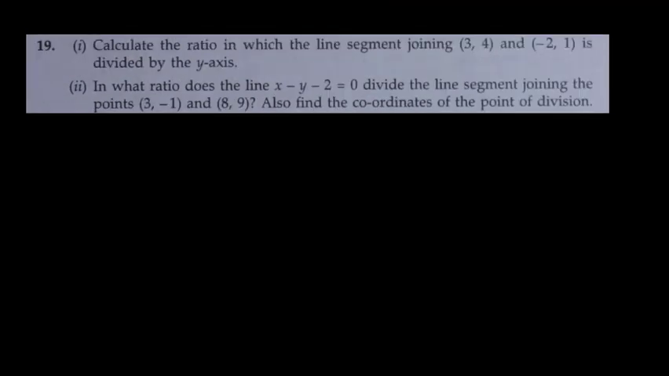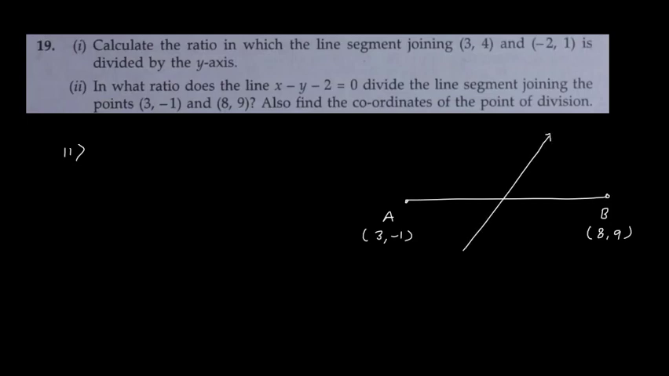Now here we have question 19. Calculate the ratio in which the line segment joining this and this is divided by y-axis. So in the last problem it was x-axis, so we considered the point as a, 0. Now here in this problem it is y-axis, so you can consider the coordinate as 0, b. Okay, and you can find the ratio. Second problem is in what ratio does the line divide the line segment joining these 2 points. Also find the coordinate of the point of division.